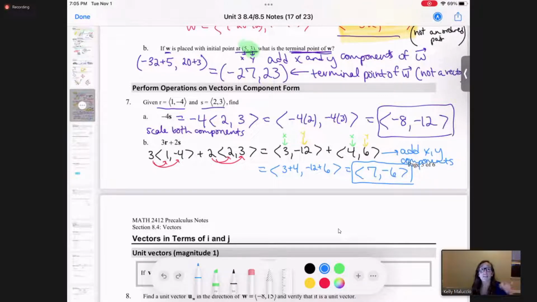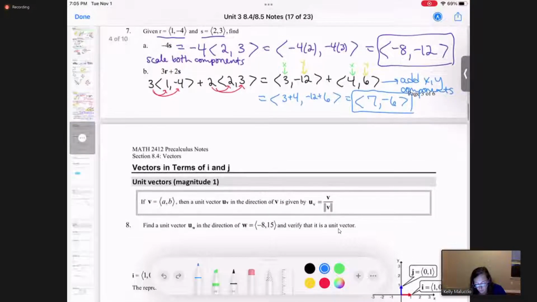Okay, so now it gets a little bit weird in terms of notation, or how we write these things. Looking at the next page, you see vectors in terms of i and j. We love, love, love x and y. X and y, our whole life, x and y. Maybe a and b for an ordered pair. But now vectors, for whatever reason, love i and j.